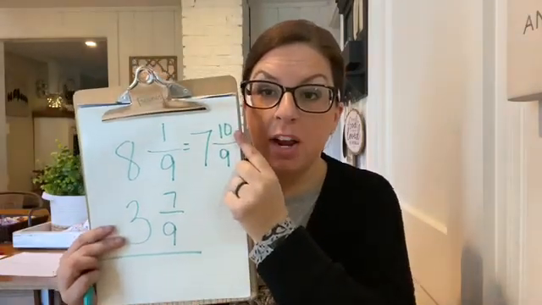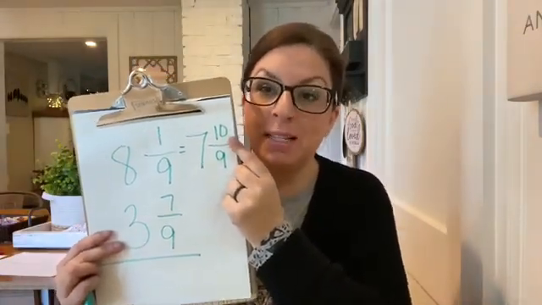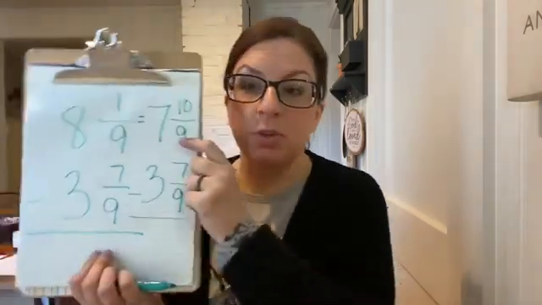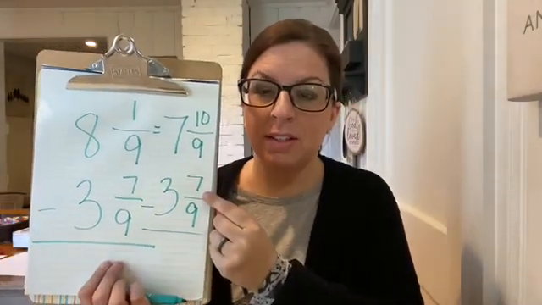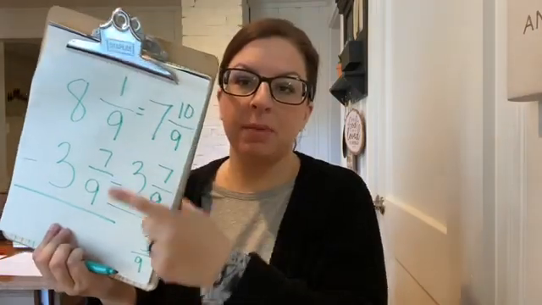Okay, do I know that that is an improper fraction? Yes, but we need it to be in order to subtract. So 7 and 10 9ths minus 3 and 7 9ths. Okay, so we do the fraction side first. 10 9ths minus 7 9ths is 3 9ths. 7 minus 3, 4. Okay, so now we have 4 and 3 9ths.